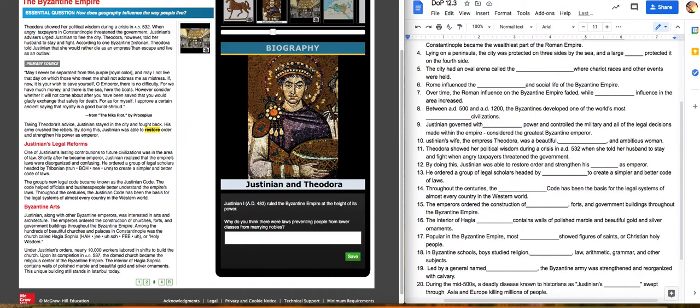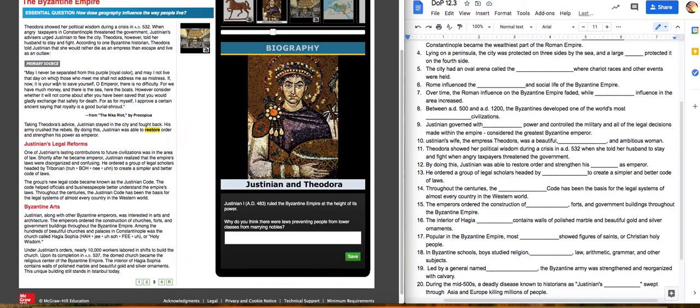According to one Byzantine historian, Theodora told Justinian that she would rather die as an empress than escape and live as an outlaw. Here's the quote. May I never be separated from this purple, which is her royal color. And may I not live that day on which those who meet me shall not address me as, we probably use the word empress here, as mistress. In other words, give her the title of royalty.